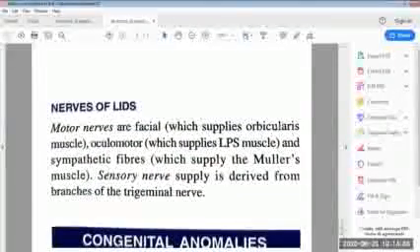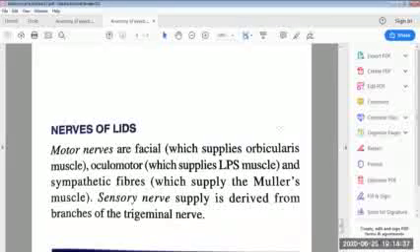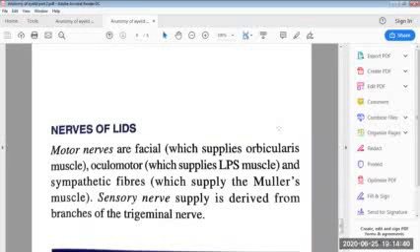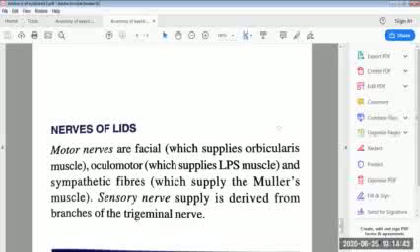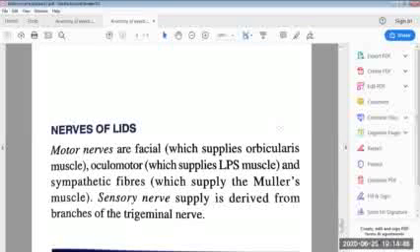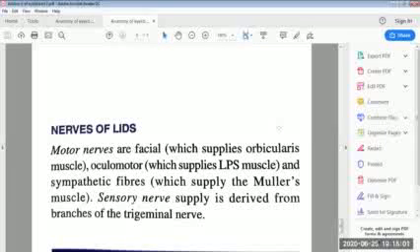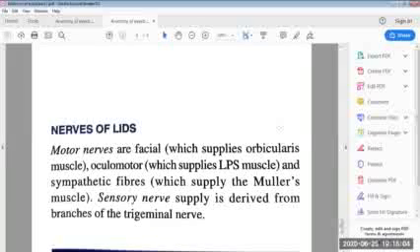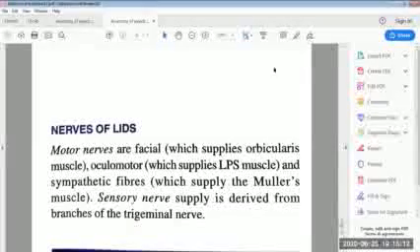Then the nerves of lids. The motor nerves are facial. The facial nerve supplies the orbicularis oculi muscle. Then the oculomotor nerve supplies the LPS muscle, levator palpebrae superioris. And sympathetic fibers supply the Mueller's muscle. These are the motor nerves. Then the sensory nerve supply is derived from the branches of the trigeminal nerve, which is the fifth cranial nerve. So here completes our anatomy of the eyelid.